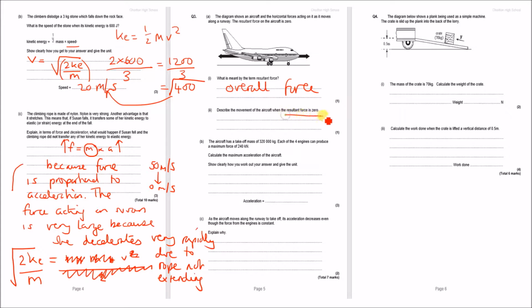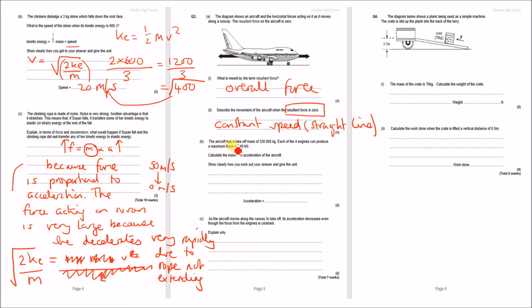Okay, describe the movement of the aircraft when the resultant force is 0. Well, if we have no resultant force, the object always travels at a constant speed, and it's better to say in a straight line. Always say in a straight line. So a constant speed in a straight line.